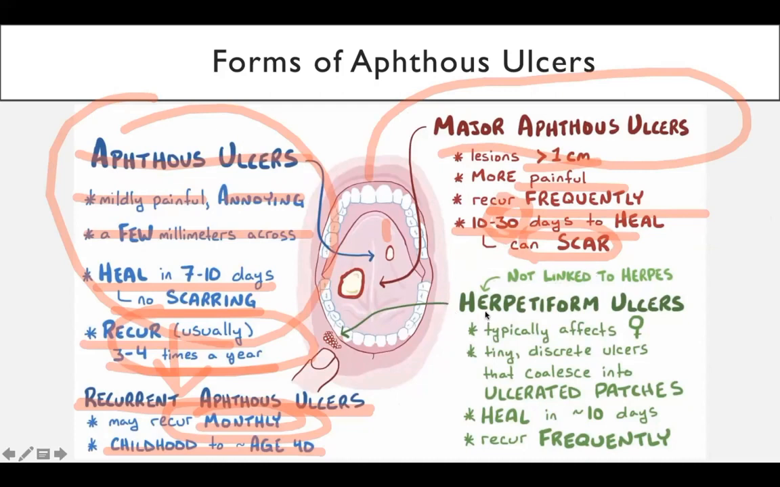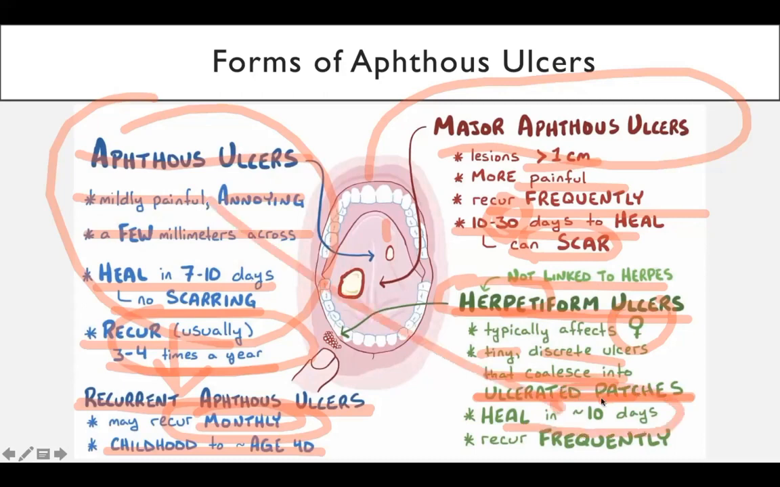And then finally we had the herpetiform ulcer, usually in females, not linked to herpes. Do not confuse it because of the name. They are tiny, discrete, and then they coalesce, getting together to make patches known as ulcerated patches. They heal almost the same as minor ones, in 10 days, and they can also reoccur frequently.